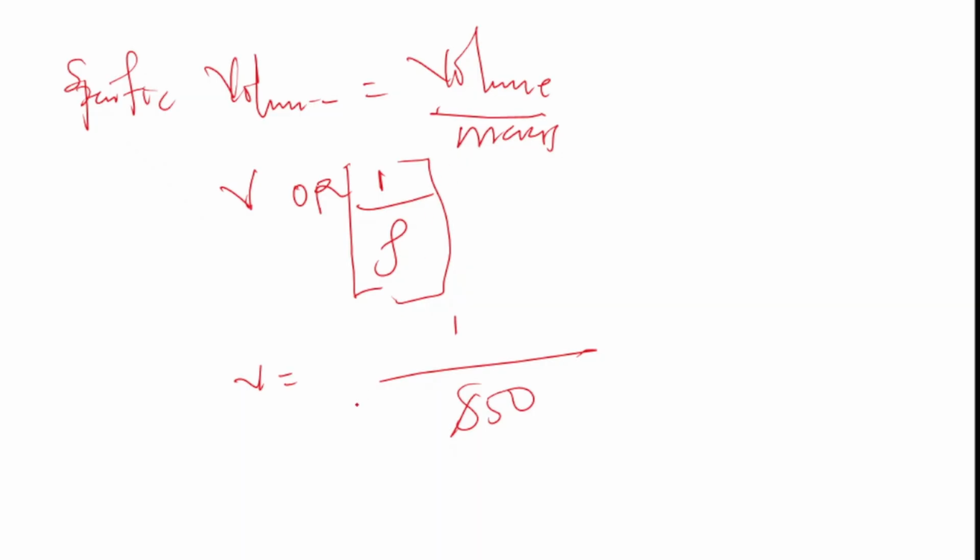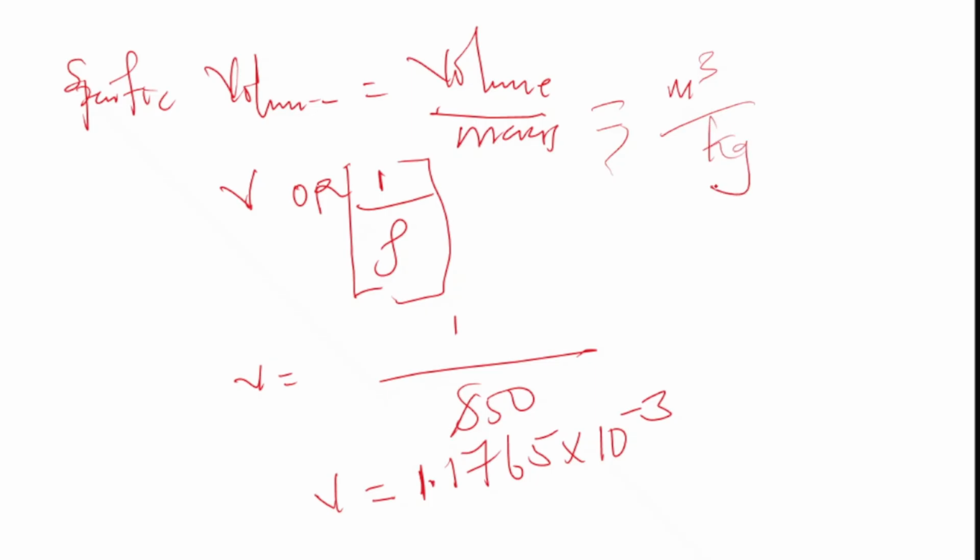If you punch that with your calculator, you simply arrive at 1.1765 times 10 raised to the power of minus 3. And what will the unit be? Remember, what we have here is meter cube divided by kilogram. So your unit will now be meter cube divided by kilogram.